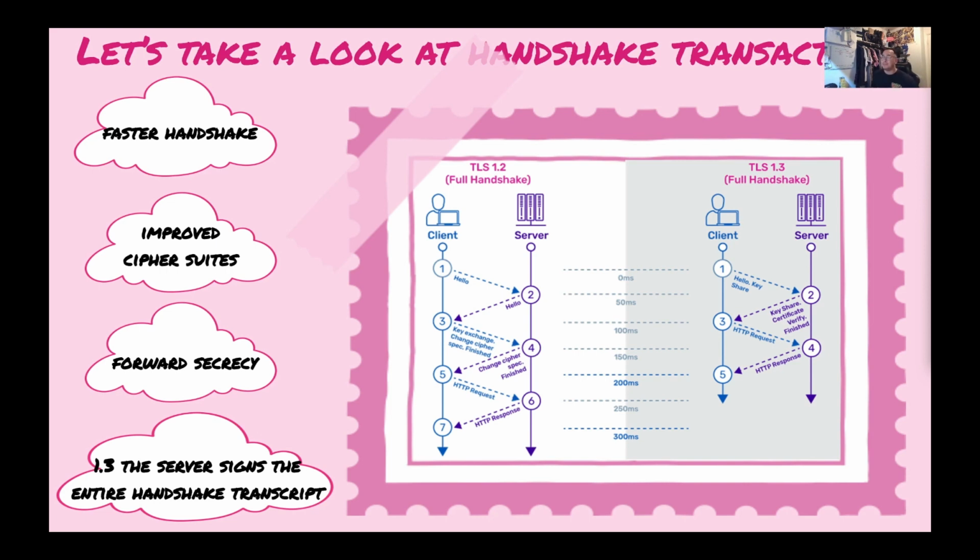So we're remedying that by signing the whole handshake. So it's going to make it more secure. It prevents man in the middle, and we're improving security by making it more difficult to tamper with. So those are really just some of the big major changes between 1.2 and 1.3.